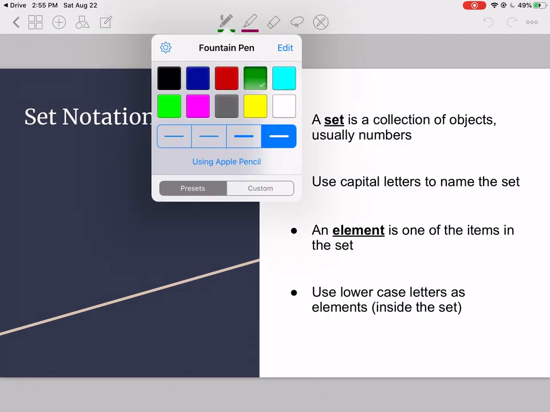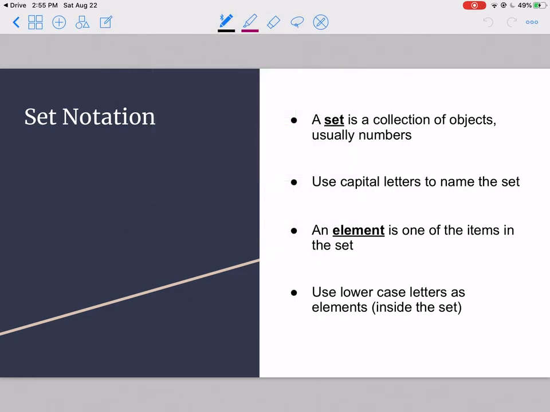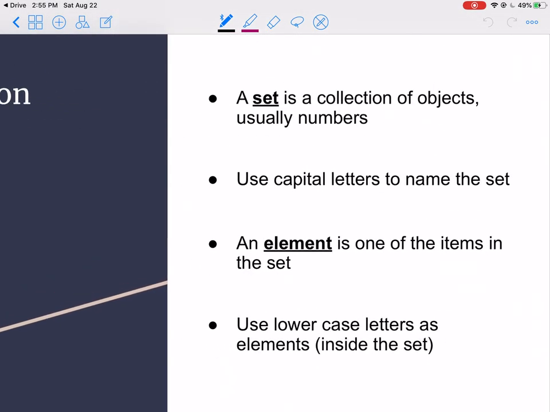All right, set notation. So here's the new stuff for most of you guys. A set is exactly what it seems like in math. It's similar to what we call a set in normal life. So a set is any collection of objects. Usually in math, it's going to be numbers. So it's a collection of numbers. Just like you might have a collection of Converse, or you might have a collection of whatever it may be, something that you love.